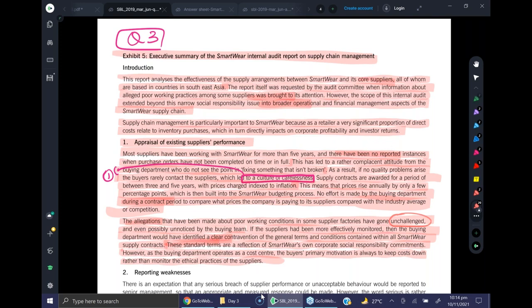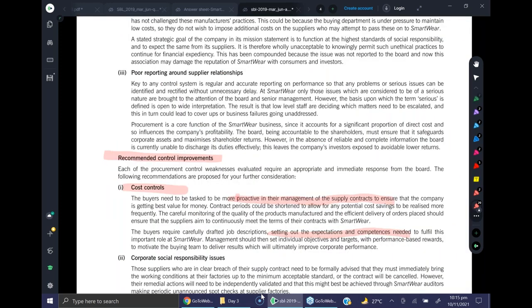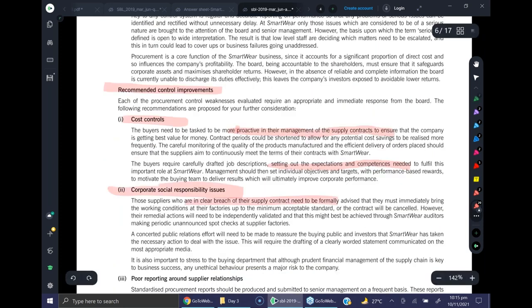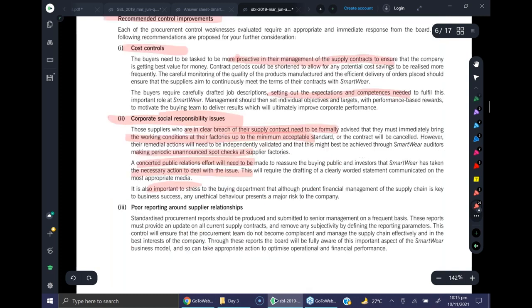So all of the ideas are relevant and fine as long as you're able to explain them, and if you're convinced that this will solve the problem for the company. Let's see what suggestions the examiner has given for this particular problem. So corporate social responsibility issue, right? So that's the second problem discussed here, and breach of supplier contract, poor working conditions, and all of it. Okay, you can read the answer later, but I'm more interested to show you.